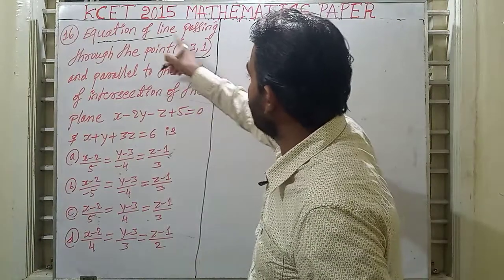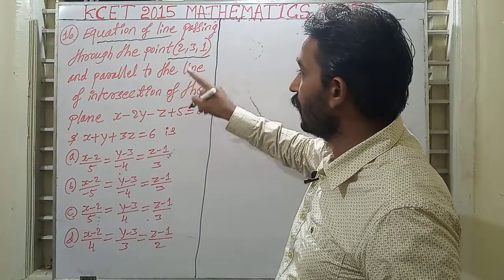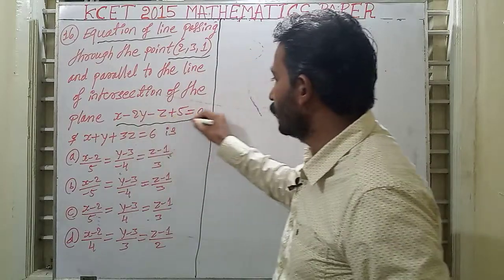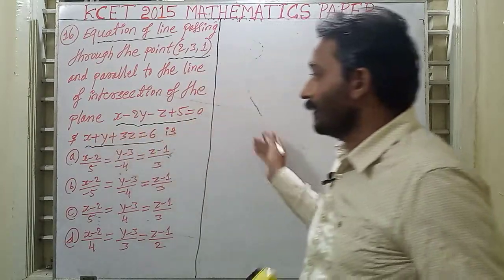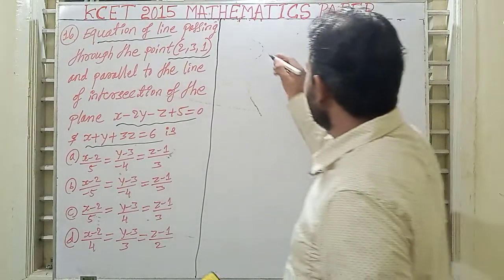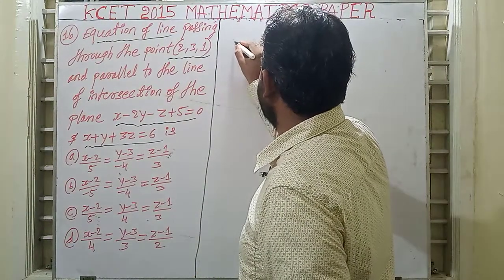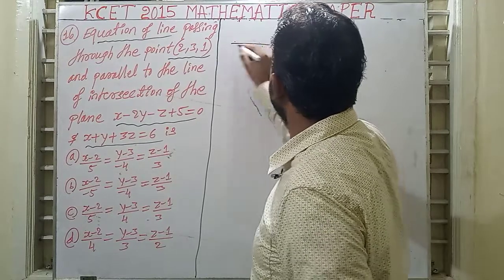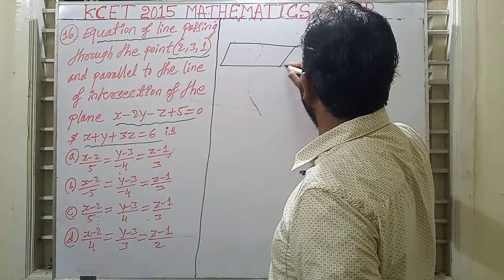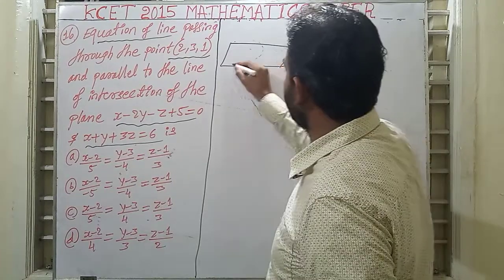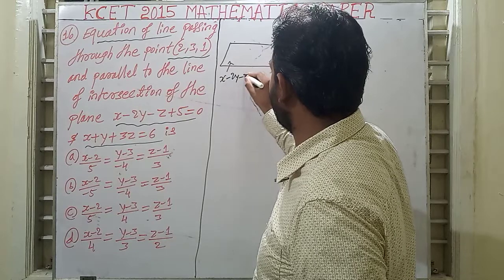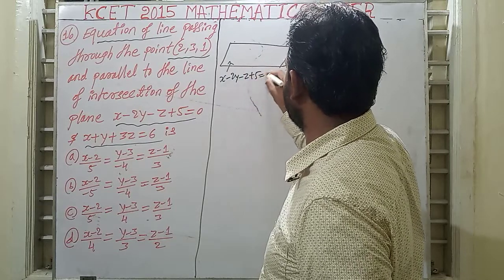We have to find out the equation of the line passing through the point and parallel to the line of intersection of these two planes. The line we have to find out is parallel to the line where the two planes intersect. So take two planes. These two planes are given. First one, x minus 2y minus z plus 5 is equal to 0.